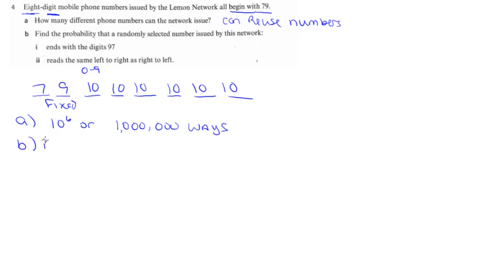Now B, it says find the probability that a randomly selected number issued by the network ends with a 97. Well, so if we put a 97 at the end, that's fixed and that's fixed.